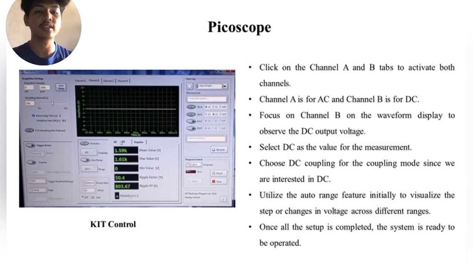Next, for the beginning, it is good to use auto range, so we can see the step or change in how it changes from one range to another range. After all this setup is done, the system is ready to run. If there is some problem, we need to press the reset button before we run it again.